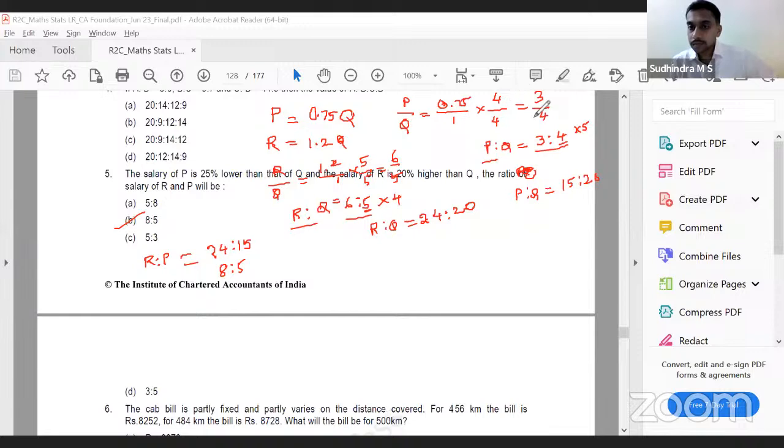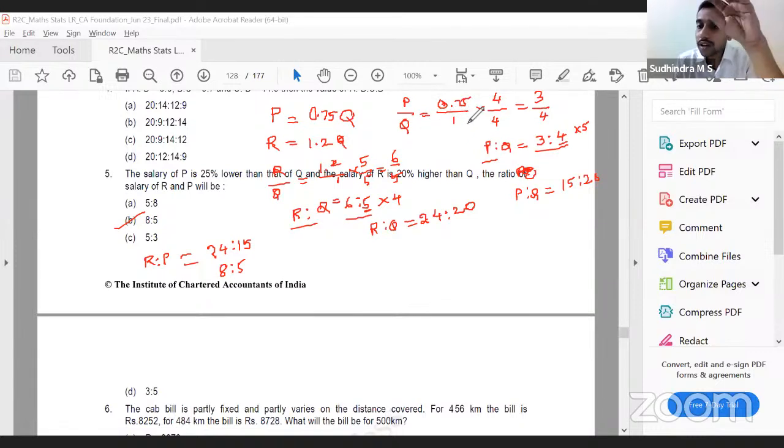So rather than this, can we consider Q's salary as X and P will be X minus 25% like that? Yes, you can do that also. Sir, can you please explain this one again? Yeah, see, salary of P is 25% less than Q. So I can say P is equal to 0.75 Q, 25% lesser. So if P is 0.75 Q, what is the ratio? P by Q is equal to 0.75 by 1.